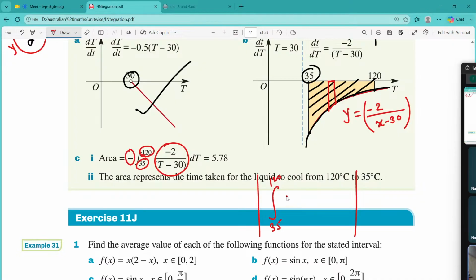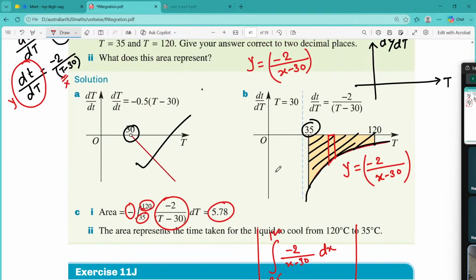F of x is minus 2 over x minus 30, and this dx. Are you getting this? At the end, you should write your statement that, okay, my area is this. Are you getting this, Nigel? Otherwise, you have to write it in terms of dt.